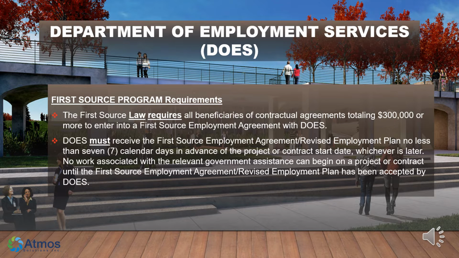The First Source law requires that all subcontractors with a contract value of $300,000 or more enter into a First Source Employment Agreement. The First Source Employment Agreement, along with the revised employment plan, must be submitted no less than 7 calendar days in advance of the project or contract start date, whichever is later. It's important that the First Source Employment Agreement and revised employment plan are submitted in a timely manner.